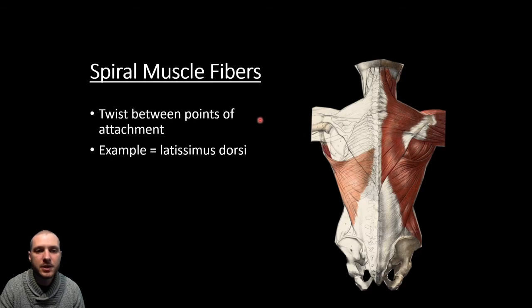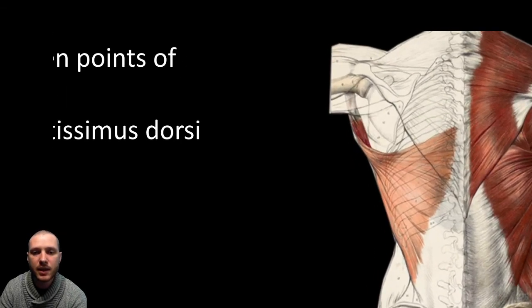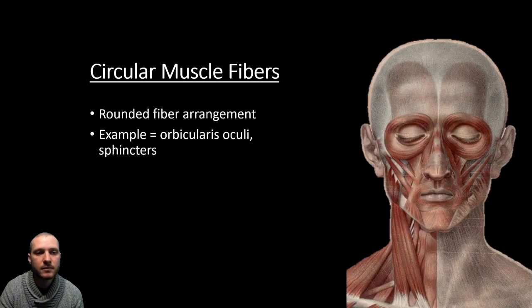The next type of classification of muscle fibers is going to be the spiral muscle. There's going to be a twist in the muscle fibers between the two attachment points. A good example is going to be latissimus dorsi, where our origin is on the posterior aspect of the back. And then as we insert on the bicipital groove of the humerus, there's going to be a twist in the muscle fibers. If we look closely, we can see how these fibers spiral and insert onto that anterior aspect of the humerus. And this is going to again allow for action in multiple planes.